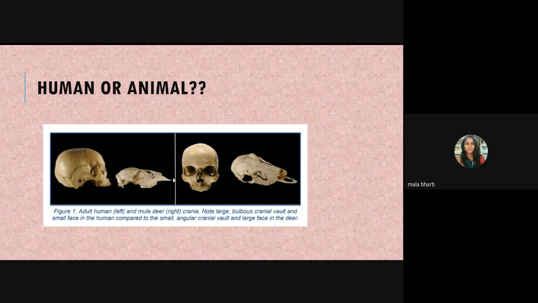Here, one example is being shown. You can see on the left hand side the adult human, and on the right hand side the deer cranium, and you can see the difference in the vault or the eye socket.